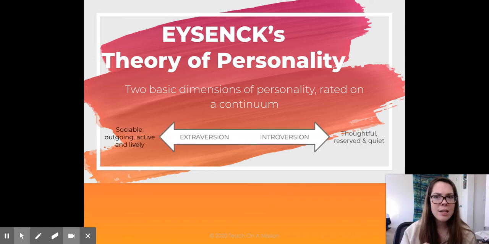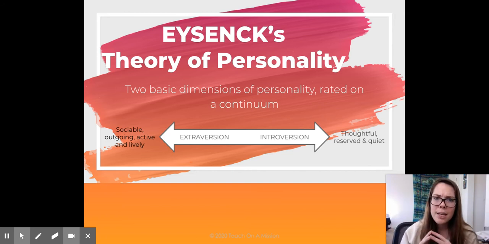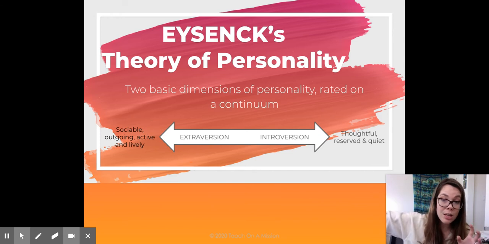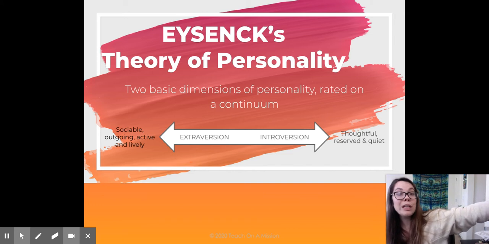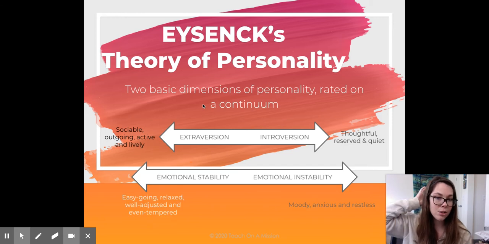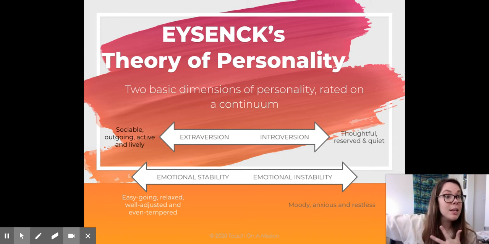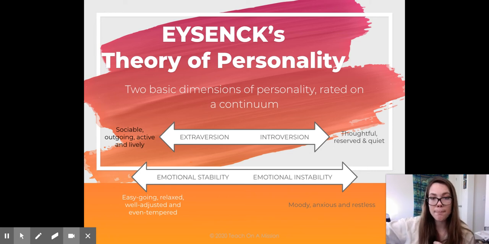And the first spectrum, you'll see it on the next page, is that extroversion and introversion is one of the continuums. So are you more extroverted, where you're socially outgoing, active and lively, or are you more introverted, where you're thoughtful, reserved and quiet, right? So this is his first continuum. And then he also compares it to the emotional stability continuum. What emotional stability in Eysenck's eyes means is, are you easygoing, relaxed, well-adjusted, even-tempered? Do you have your emotions under control?